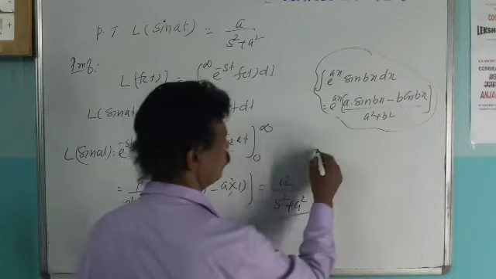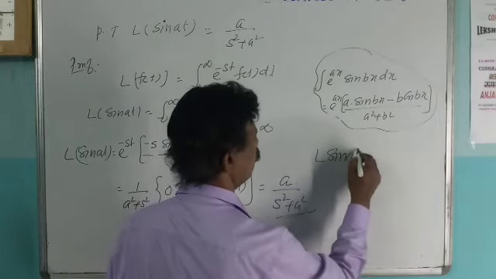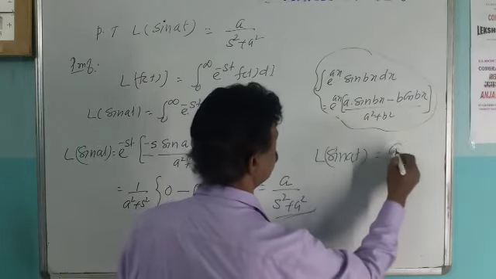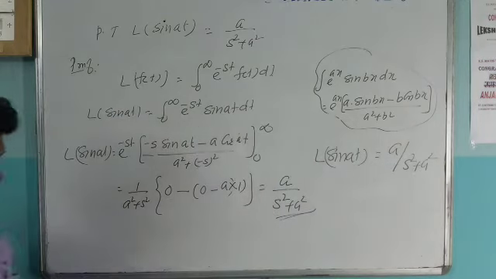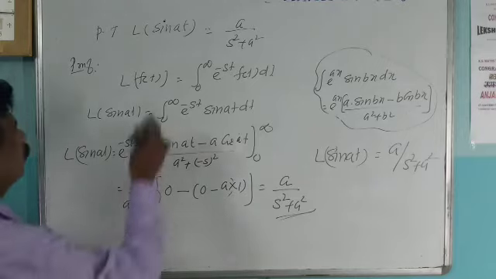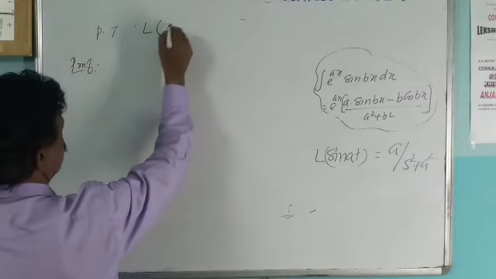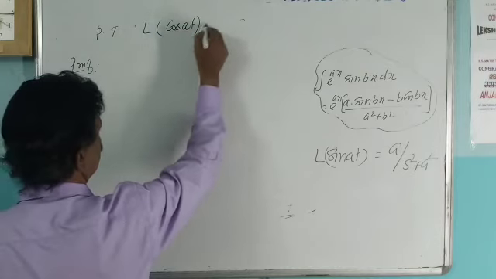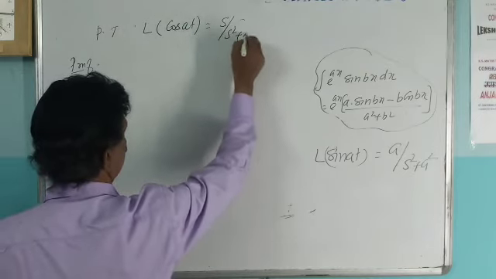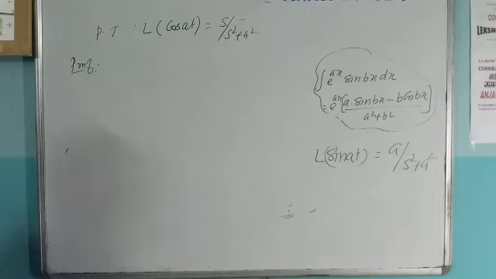So the Laplace of sin at equals a divided by s square plus a square. Ready? Yes. Laplace of cos at equals s by s square plus a square. Next formula. Prove that Laplace of cos at equals s by s square plus a square.